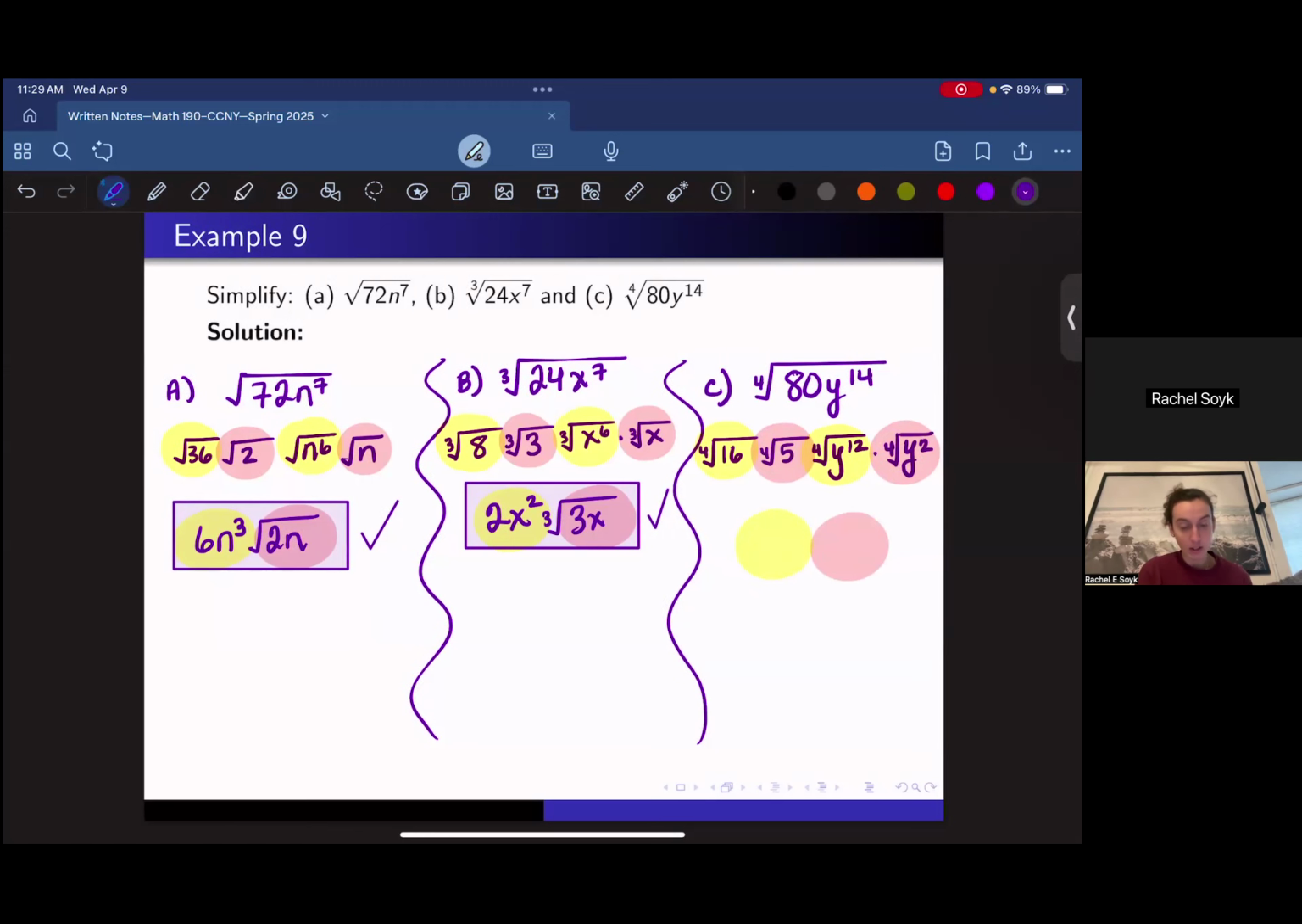So this ends up being 4th root of 16 is 2. 4th root of y to the 12th is y to the 3rd, because 4 goes into 12 3 times. And then in our light pink, we're left with the 4th root of 5y squared, and we're done.